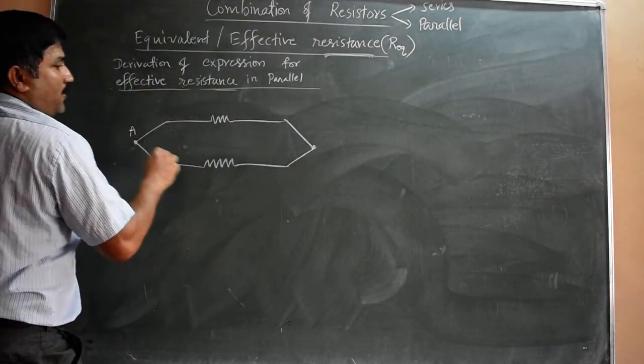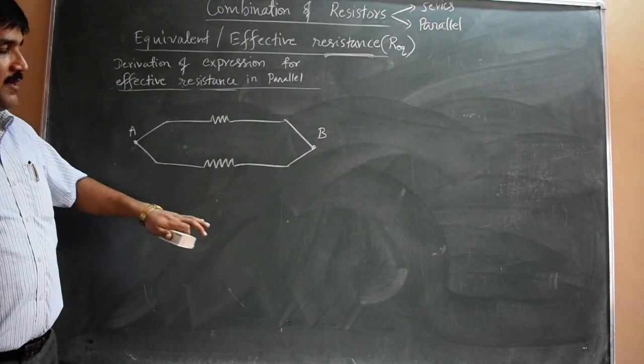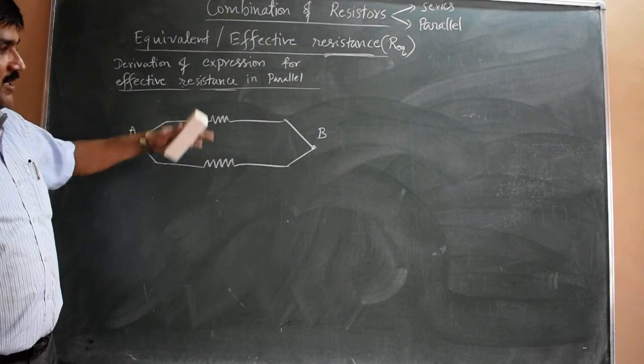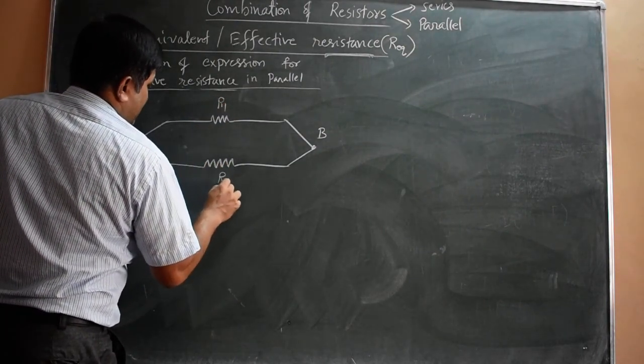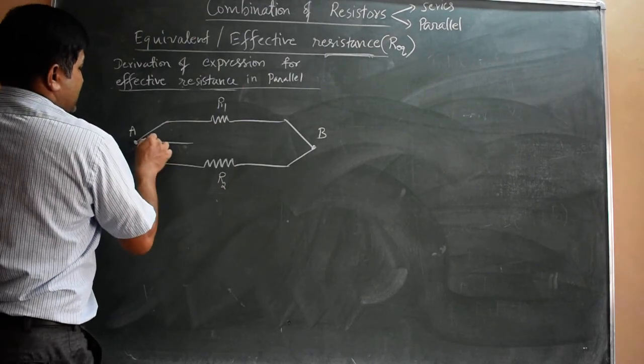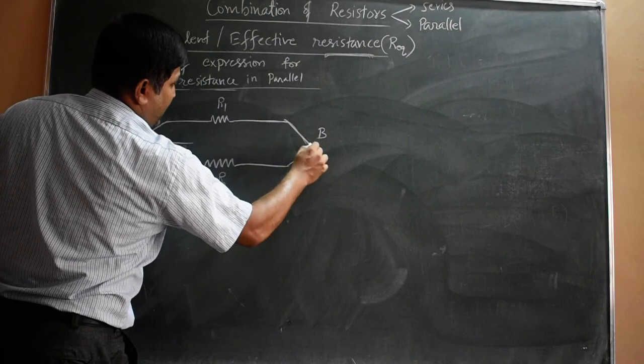Between the two common points the resistors are connected. N number of resistors also we can connect, not necessarily two. So this is for two resistors, hence we write R1, R2 with the two resistances, and the potential difference across the ends of the two resistors.